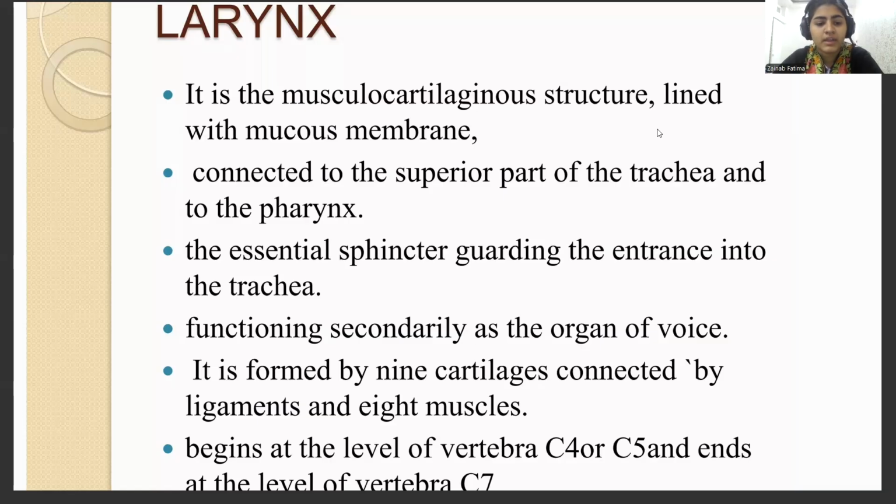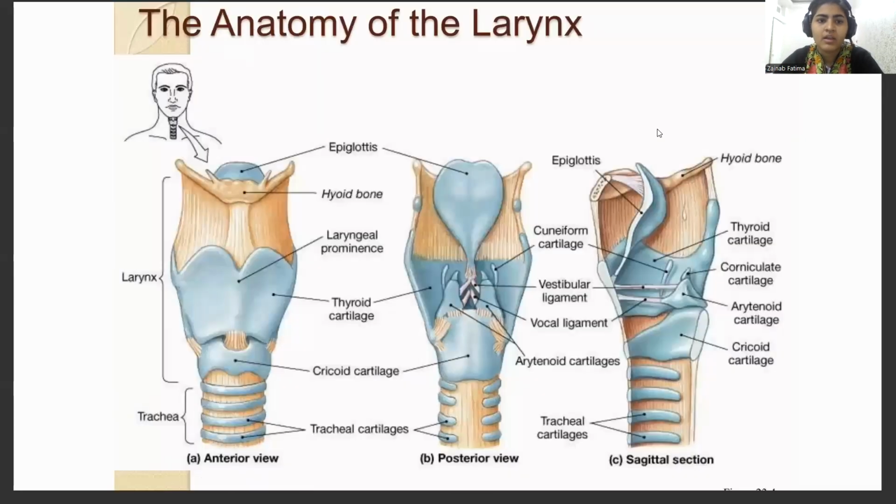It is formed by 9 cartilages connected by ligaments and 8 muscles. It begins at the level of vertebra C4 and C5 and ends at the level of vertebra C6 or C7. The vertebrae are named cervical, so it starts from cervical 4 to cervical 5 and ends at the level of vertebra 6-7. Then we see the anatomy of the larynx.